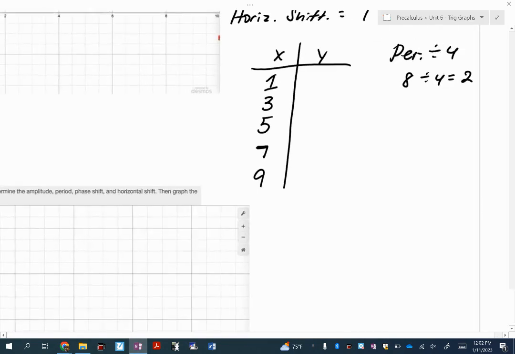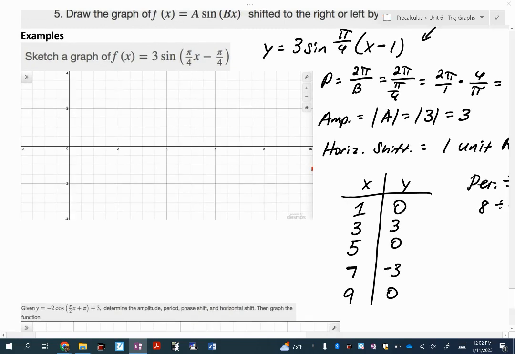So we got 0, 3, 0, negative 3, and 0. Confirm. 0, 3, 0. Excellent. So let's plot those. So 1, 0, 3, 3, 5, 0, 7, negative 3, and finally 9, 0. And there is our curve.